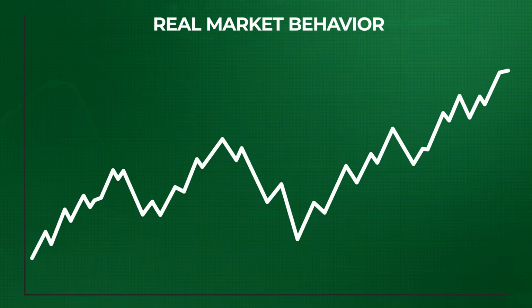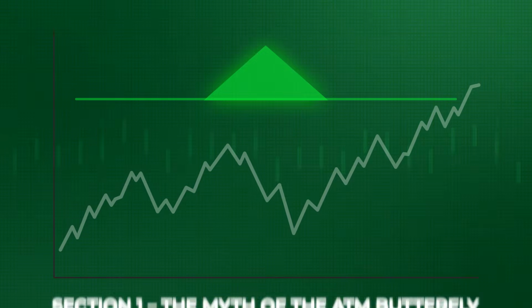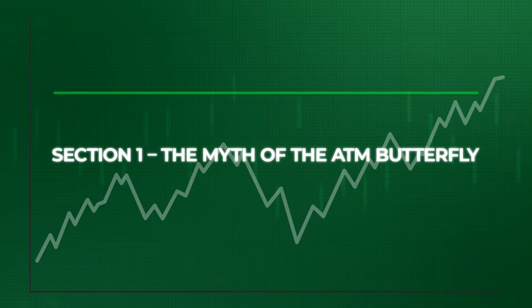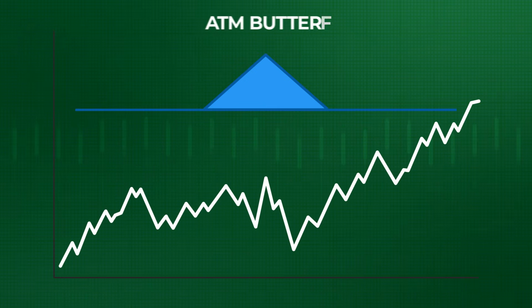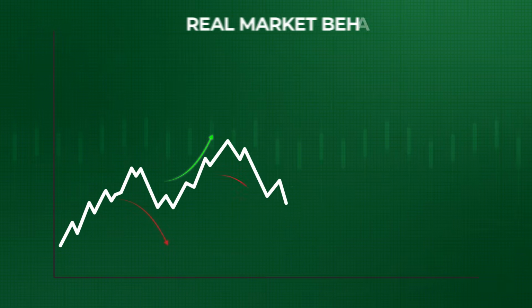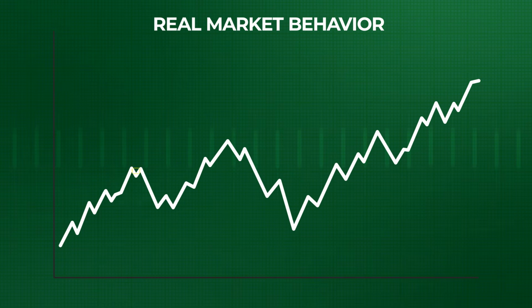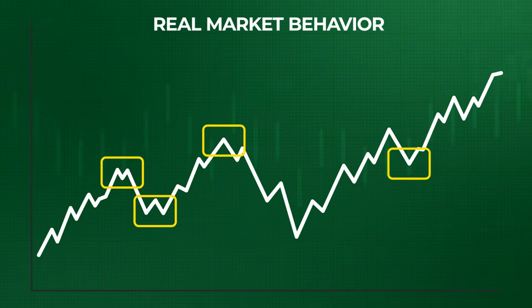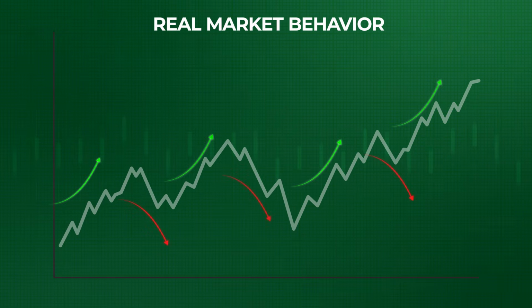Most traders place butterflies at the money, hoping the stock will stay pinned to one exact price at expiration. But that almost never happens. Here's real market behavior. If we highlight the periods where price actually moves sideways, like these yellow boxes, you'll see there are very few of them. What happens the rest of the time? The market is trending or cycling. Sideways price action is the exception, not the rule.